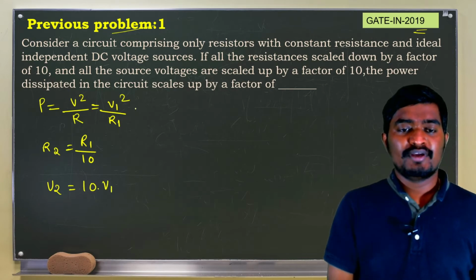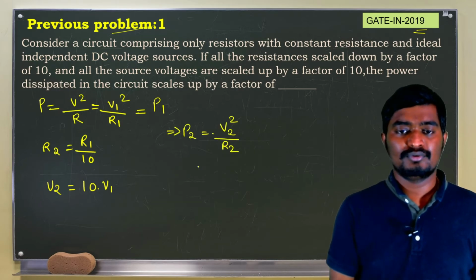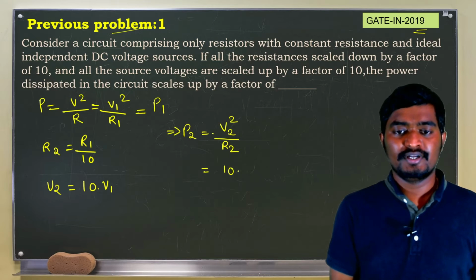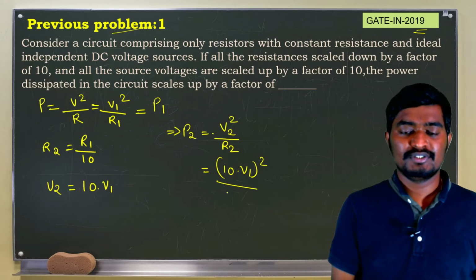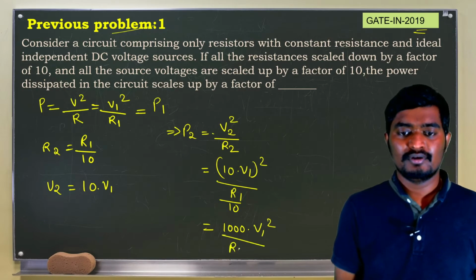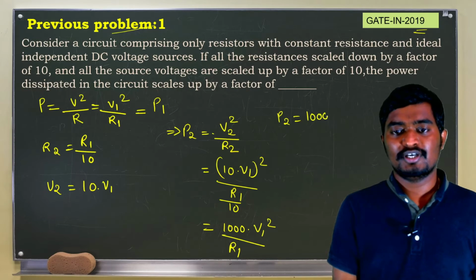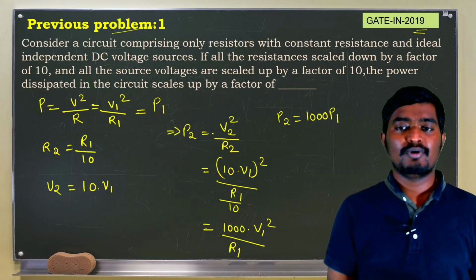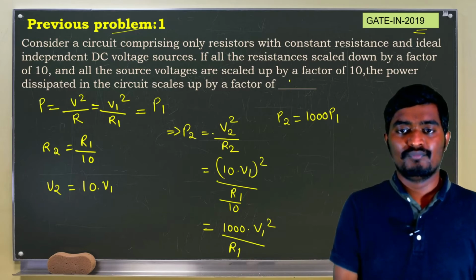This V1 square by R1 can be written as P1. P2 equal to V2 square divided by R2. The value of V2 is 10 into V1, whole square, divided by R2, means R1 by 10. Then we will get 1000 into V1 square divided by R1. So P2 can be written as P2 equal to 1000 times P1. So the power dissipated in the circuit scales up by a factor of 1000.